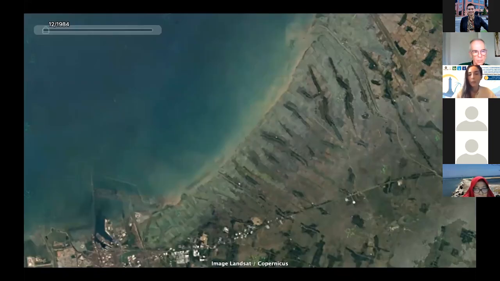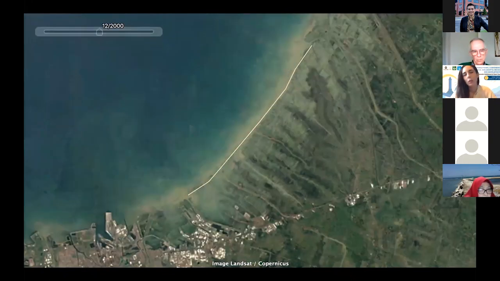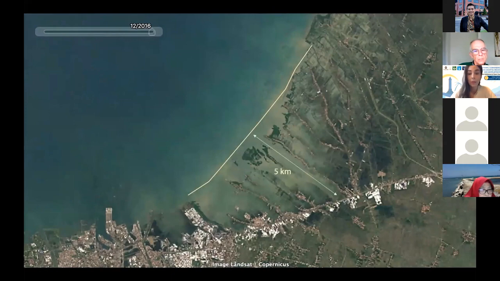So this is the example of the coastline of the MAC. And here you can see a picture of 1982, where I have shown the coastline position with the line. And then you can see that over time, the coastline is retreating with maximum retreat rates of 5 kilometers at some locations. And why is this happening?